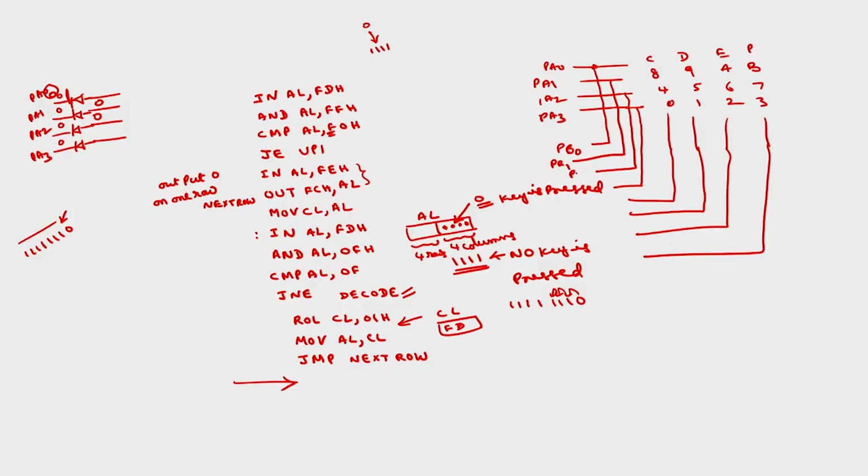Now this lookup table will be like this. Suppose I send on port B itself 0, 1, 1, 1, and if I receive the same 0, 1, 1, 1 here also, what does it mean? In the 0th row, 0th column the key is pressed, which is C.